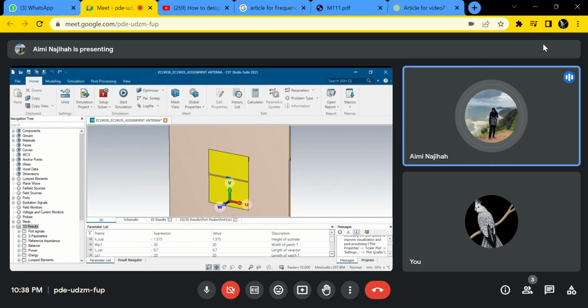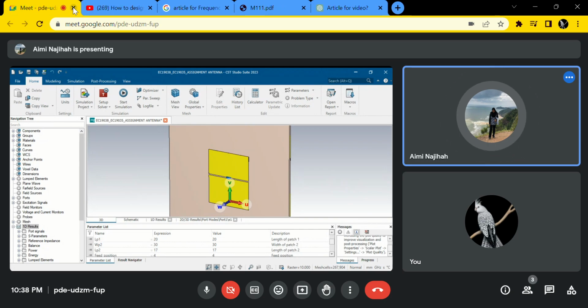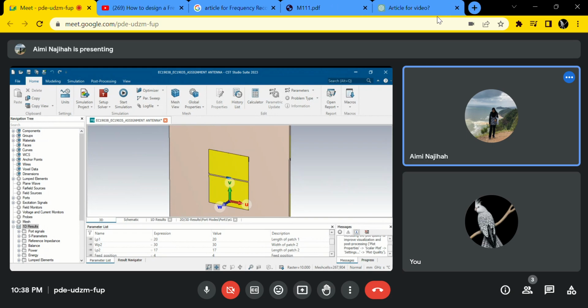We have two patches, which are patch 1 and patch 2. The width of patch 1 is 30 millimeter. Same goes for the width of patch 2. But the length of patch 1 is 20 millimeter, while the length of patch 2 is 70 millimeter. So we have feed position. We have 4 feed positions. And we also use the SMA connector base.